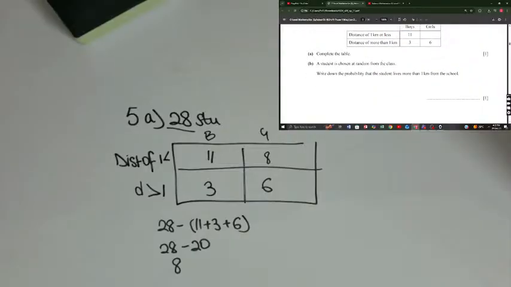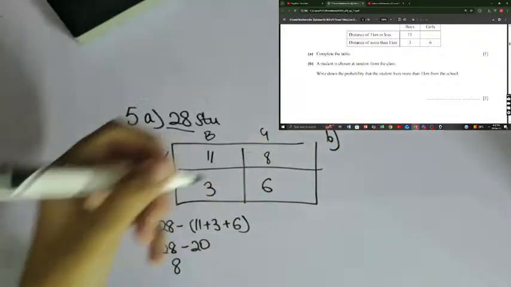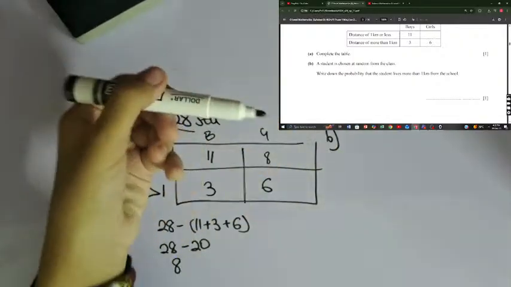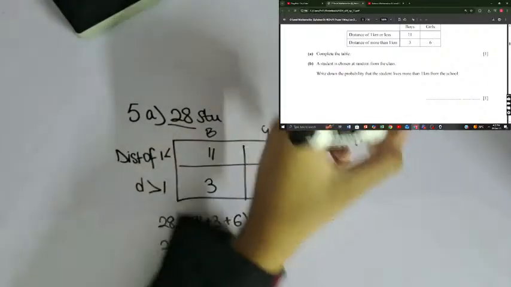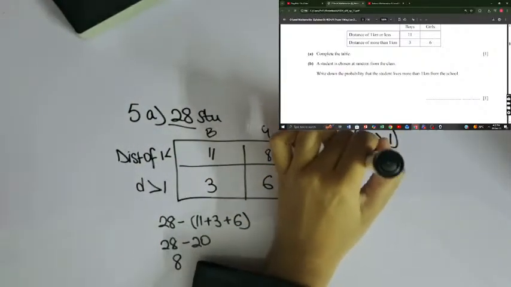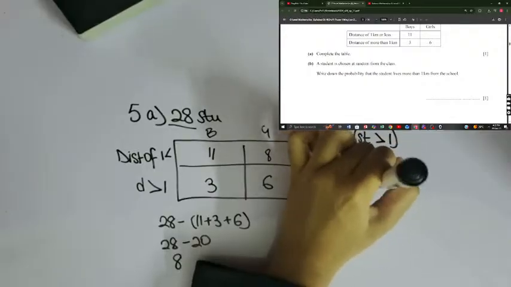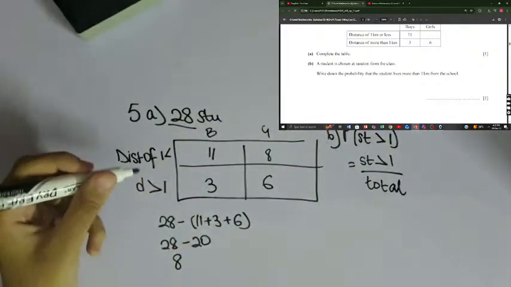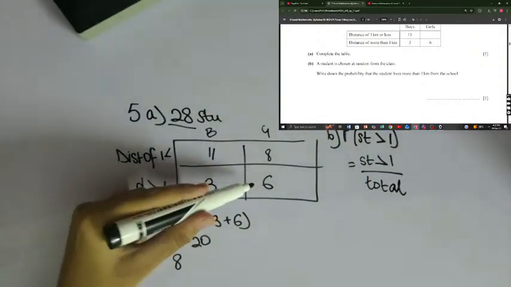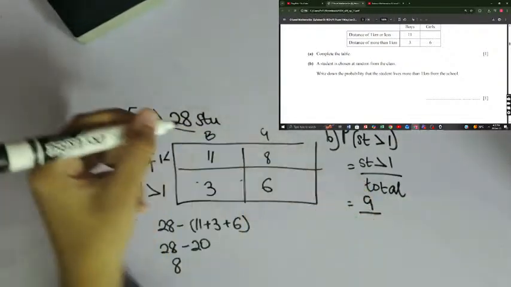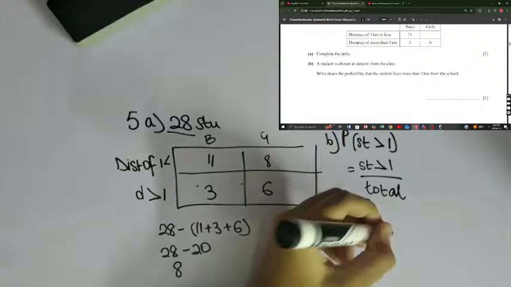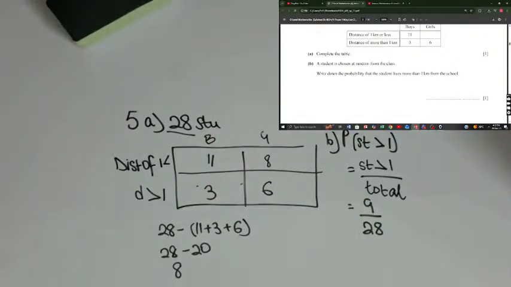The next question they ask is that a student is chosen from the class at random, and we have to write the probability that the student lives more than 1 kilometer from the school. Now they didn't mention girl or boy, so the probability of having a student that lives more than 1 kilometer from the school is the amount of students that live more than 1 kilometer from the school upon the total number of students, right? So students that live more than 1 kilometer are 3 boys and 6 girls, and when we add that it becomes 9 in total. So we have 9 and we have total 28 students. So 9 upon 28 is the probability that the student lives more than 1 kilometer from the school.